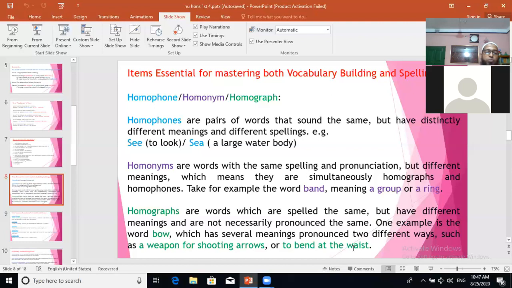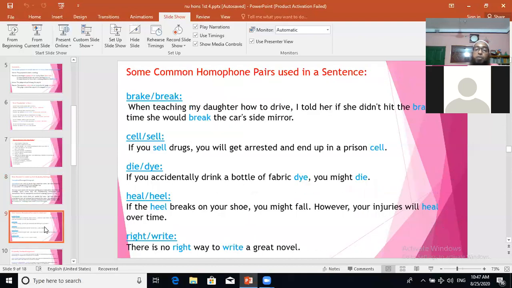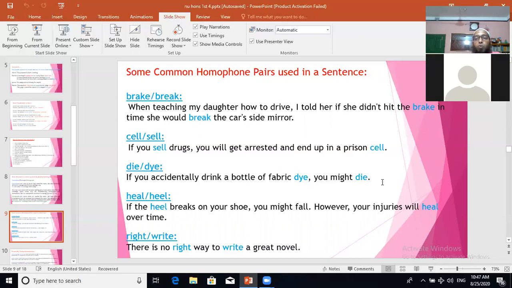So from the dictionary, you have to learn this type of words that will help you to improve your vocabulary. This homophone, homonym, and homograph. If you learn more homophones, homonyms and homographs, try to use them in sentences. When you learn a homophone, try to use it in sentences. That will help you to improve your vocabulary. If you don't use a word, you will forget the word. That's why, to keep it in memory, you must use the word, at least in a sentence, if not possible in conversation.